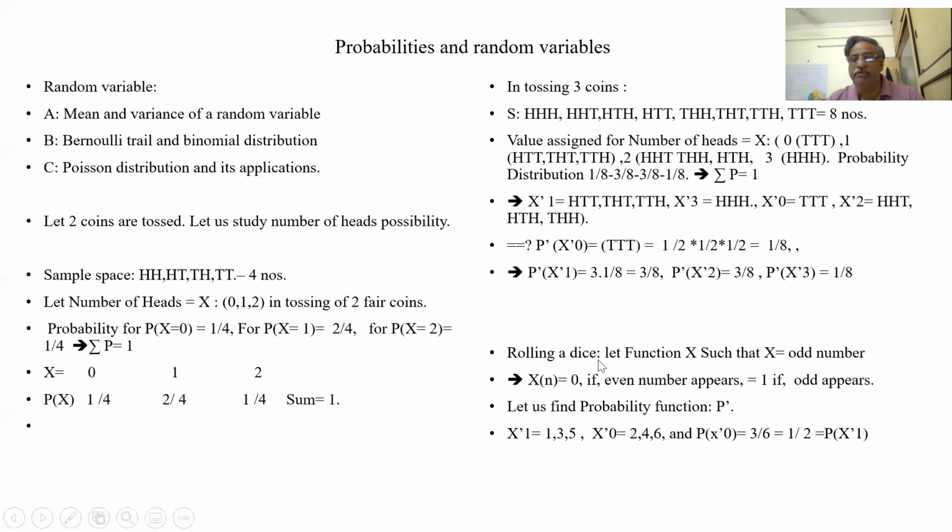Let us see the same thing in the case of a dice. There are numbers 1 to 6. What is the probability of getting an odd number? 1 by 2. What is the probability of getting an even number? 1 by 2. So 1 by 2 each. Here the random variable is odd number or even number. So we have just combined how a probability is distributed over the possible outcomes.